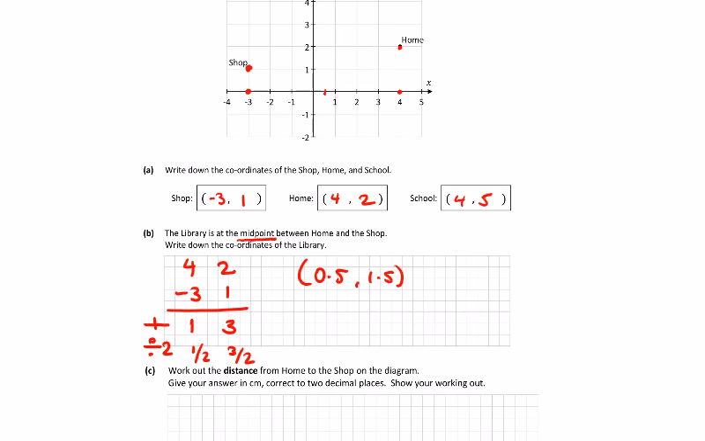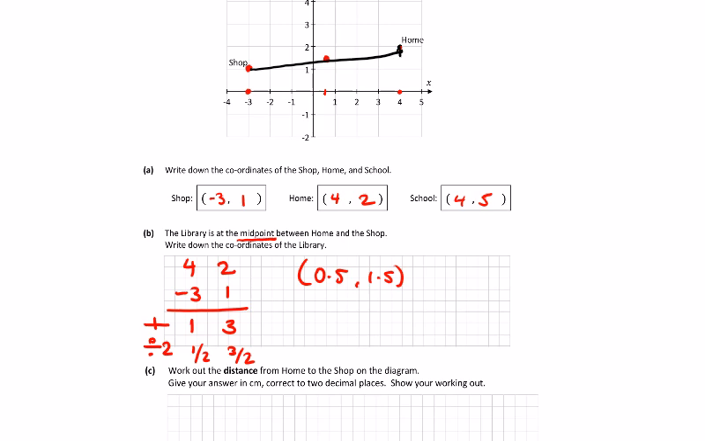On the diagram, out a half and up 1.5 is approximately here. And if we join shop to home, we should have our point pretty close to our line. We would if we had a ruler. Shop to home, something like this, slightly off, but with a ruler would be perfect.